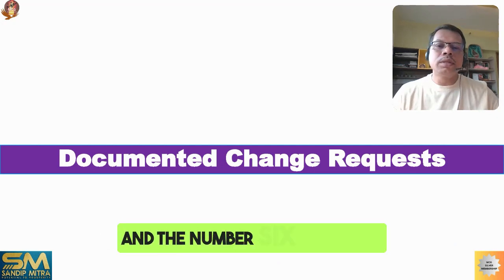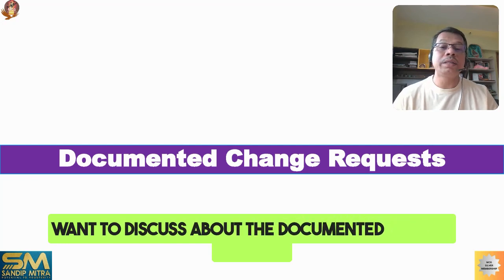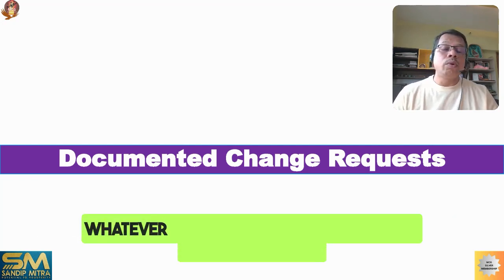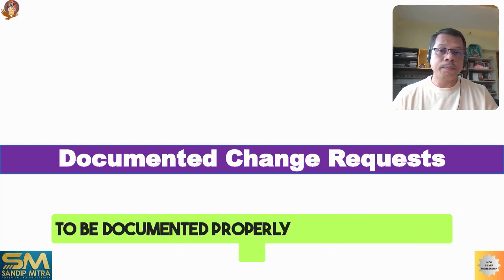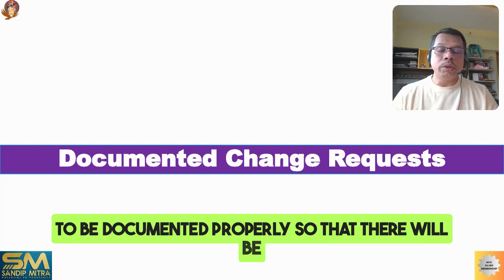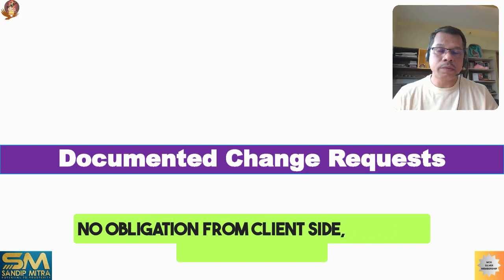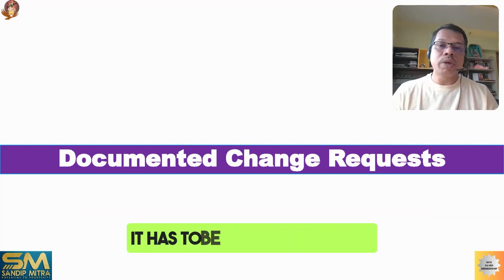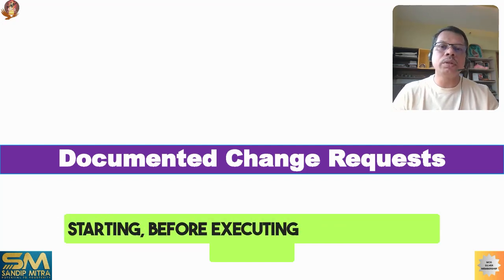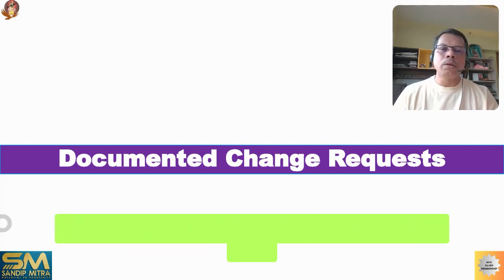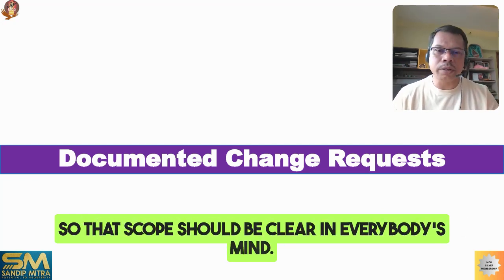And number 6, in the last, I want to discuss the documented change request. What is this? Whatever change request has been generated, it has to be documented properly, so that there will be no obligation from the client side or the contractor side. It has to be approved before executing that particular change, so that the scope is clear in everybody's mind.